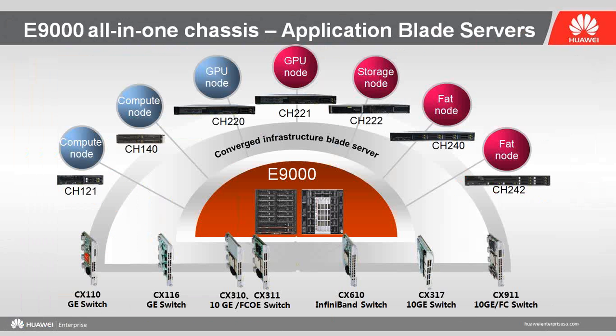So when we talk about the E9000, it's an all-in-one chassis designed for application blade servers. So as I mentioned before, compute nodes, GPU nodes, storage nodes, we can have fat nodes or thin nodes, whilst at the same time offering a variety of connectivity on the network side from gigabit Ethernet, 10 gig Ethernet, FCoE, InfiniBand, all of the above, and fiber channel as well.